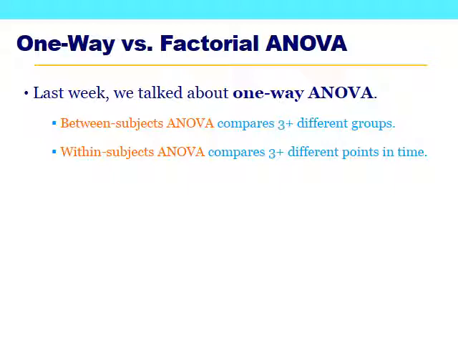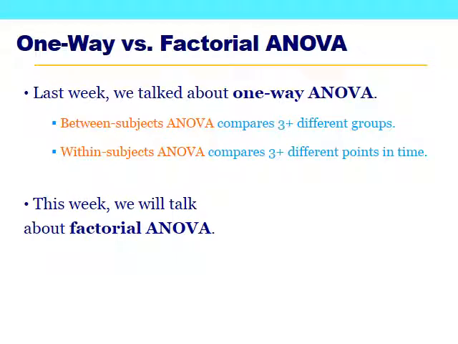But what if, for example, the relationship between education level and coffee consumption is different for men versus women? In other words, what if that relationship depends on a person's sex? That's where the factorial ANOVA would come in.